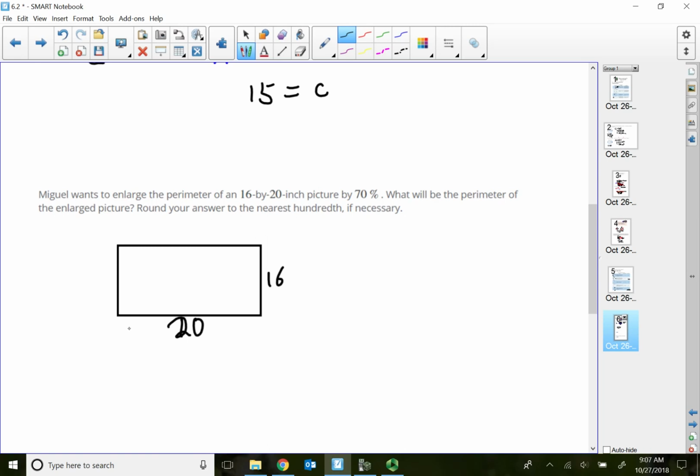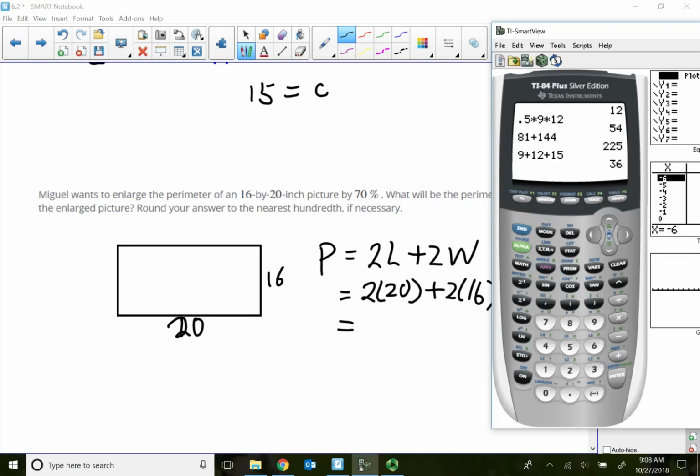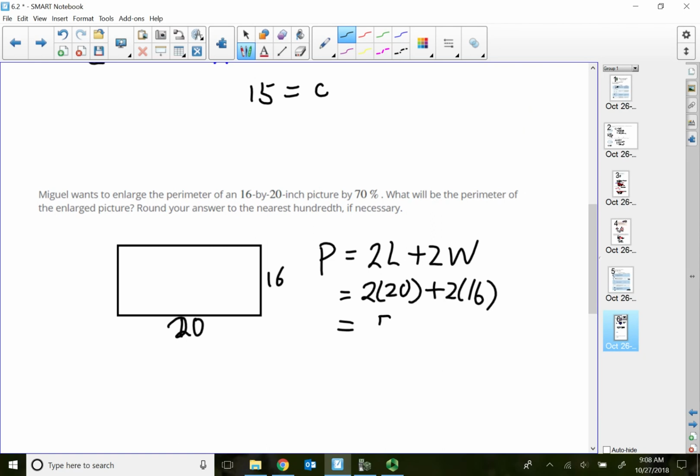So why don't we find the perimeter of my original rectangle here? So the perimeter of a rectangle is 2L plus 2W. So that will be 2 times 20 plus 2 times 16. That'll give me 72. All right, I got 72 inches originally. I need to increase by 70%. So that means I need 100% of my 72 plus another 70%.